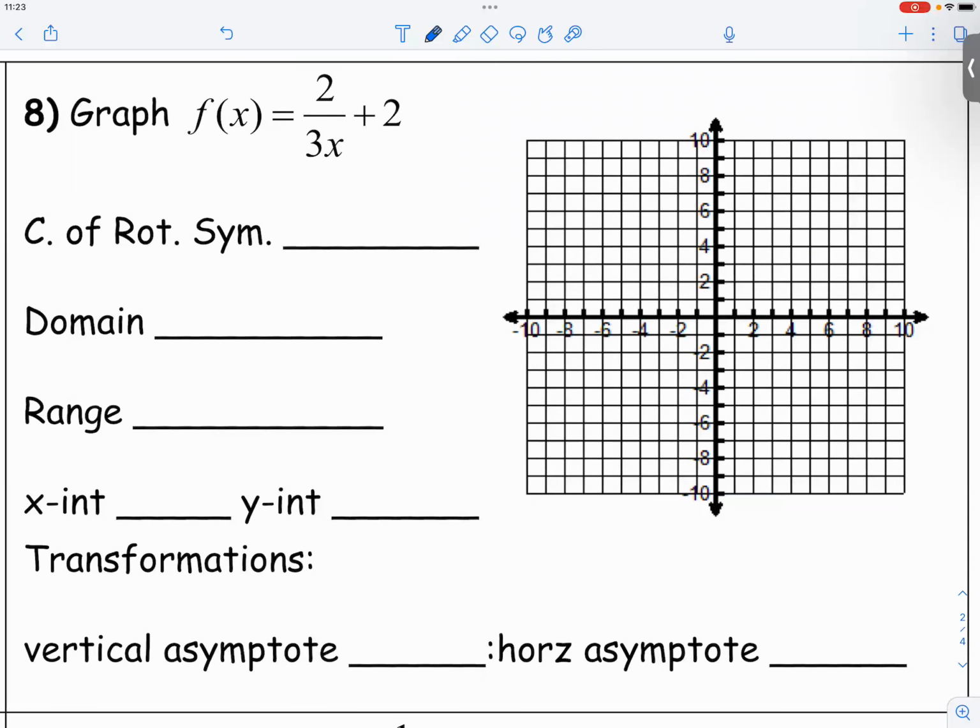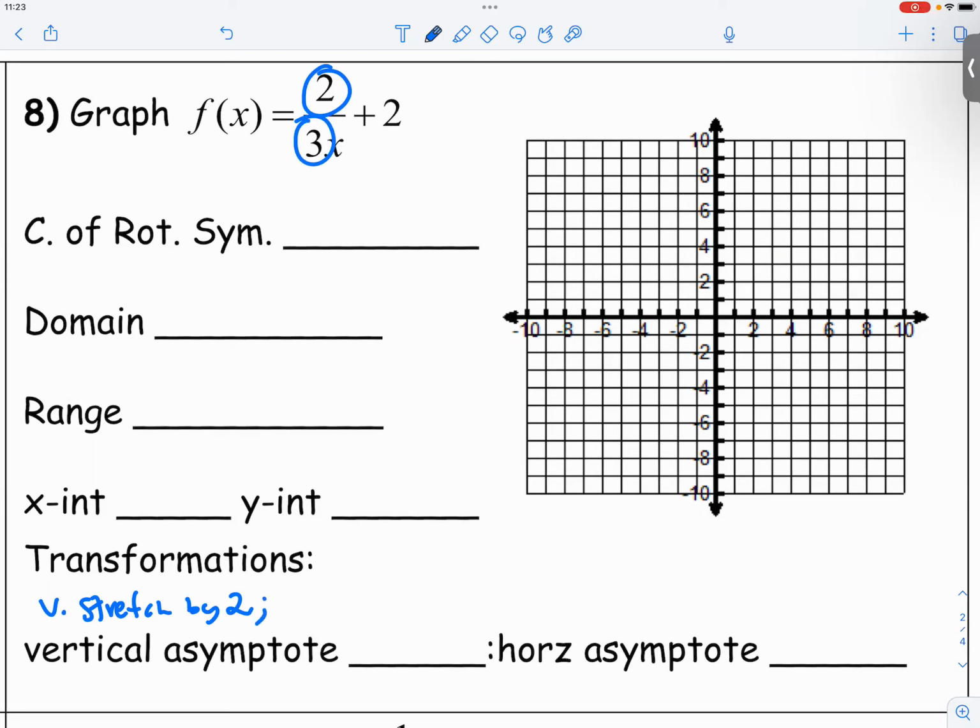Okay, we will go ahead and do number 8. And for number 8, we have 3 transformations. This is going to be a bit more challenging. We have a vertical stretch by 2. Okay, that's not challenging. I think what's challenging is the next one.